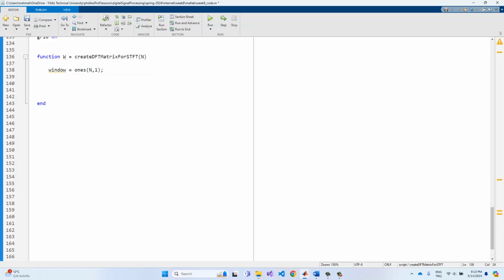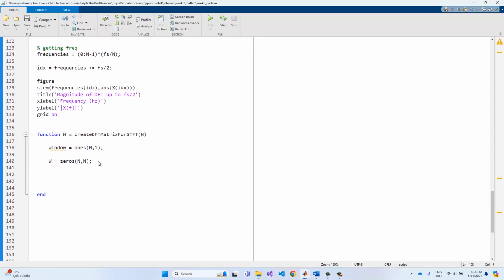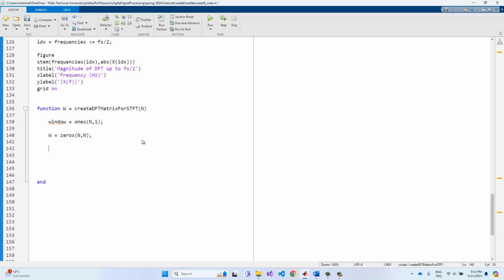For the n times 1 value, this is a rectangular window. We also need to create the W zeros n times n matrix, because if we apply this to the signal up to 100 or 200 segments, we need to create a 200 times 200 W matrix. So how can we implement this algorithm?